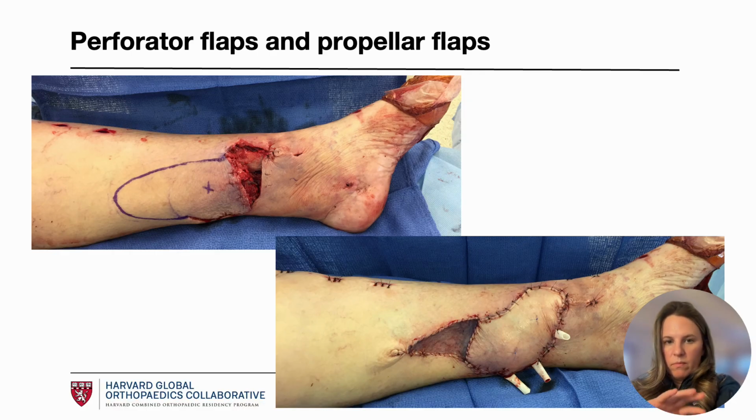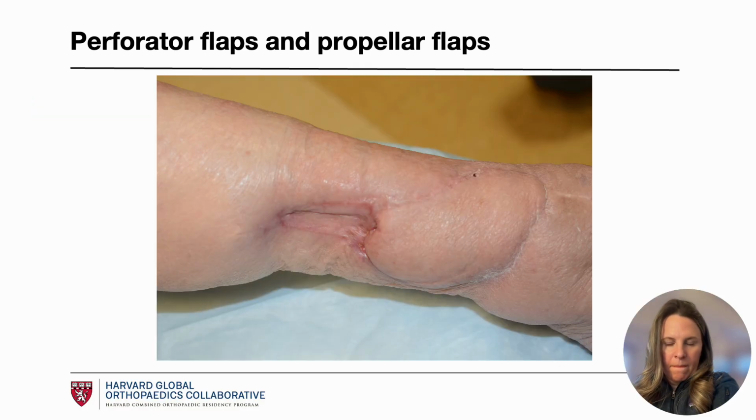You literally fully incise and elevate this entire skin paddle just based on that perforator alone. You have to completely skeletonize it, and then we rotated it 180 into the wound and then did a skin graft behind. And she ultimately went on to heal, including her bony injury, and she was able to avoid amputation.